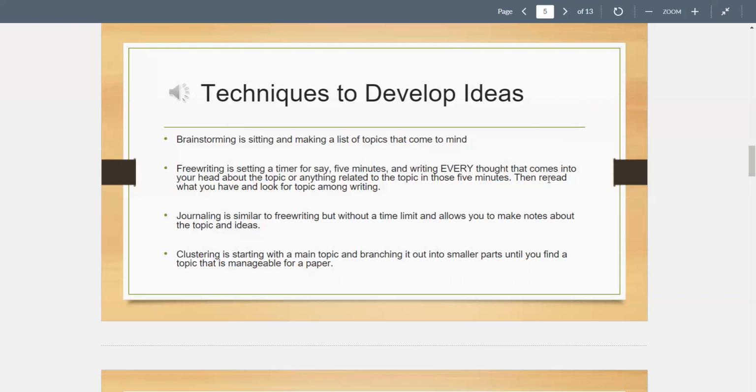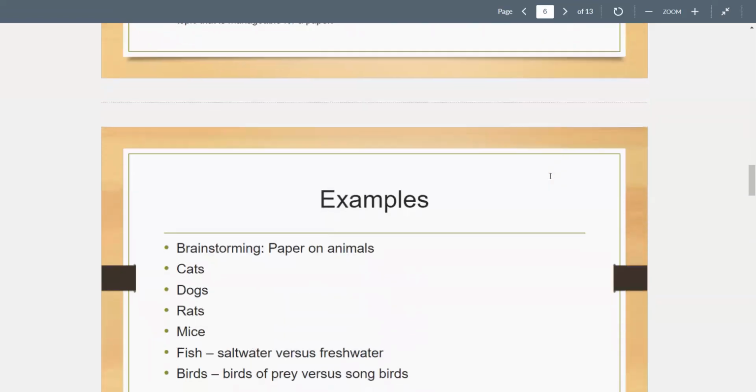Clustering is kind of the standard that we've been taught, where you start with a main topic in kind of like a bubble format, and then you branch it out into smaller parts, and then those into smaller parts until you find a topic that is manageable for the paper. So I have some examples of that here.